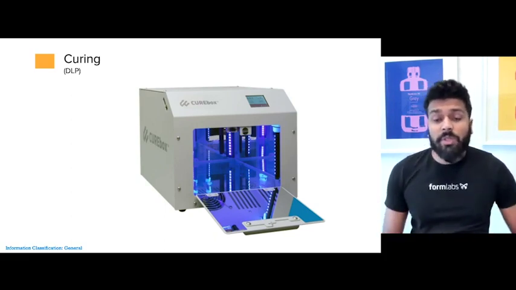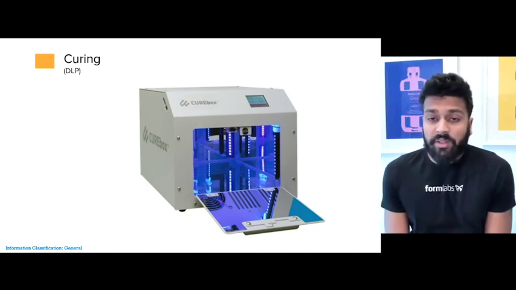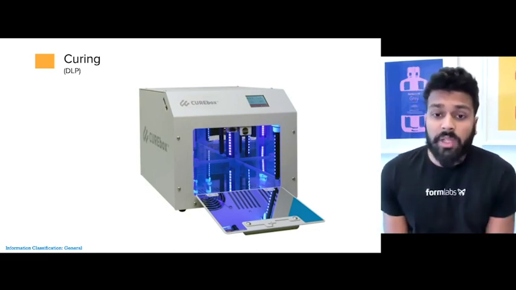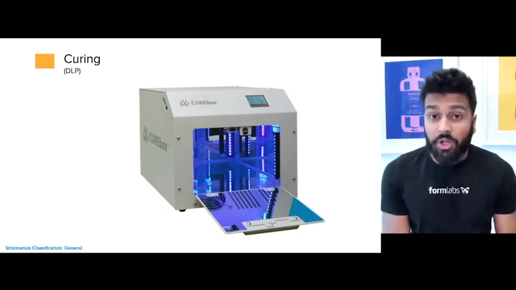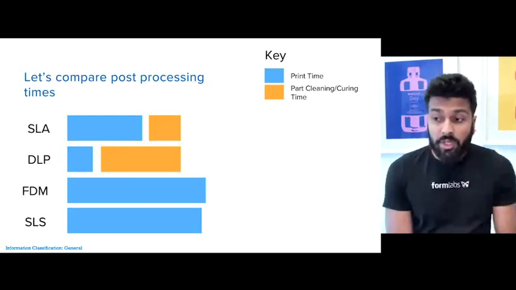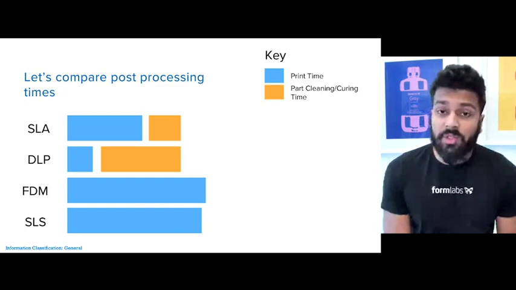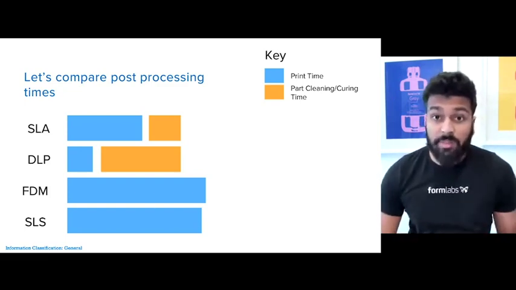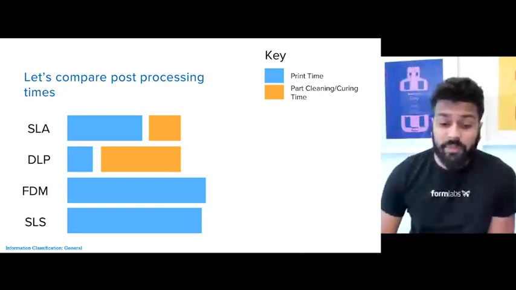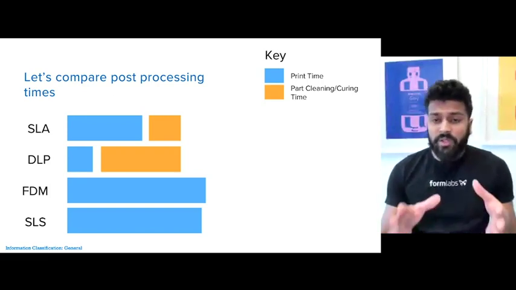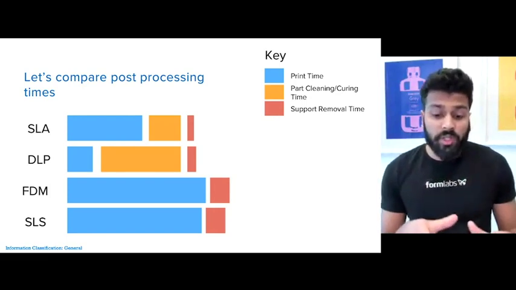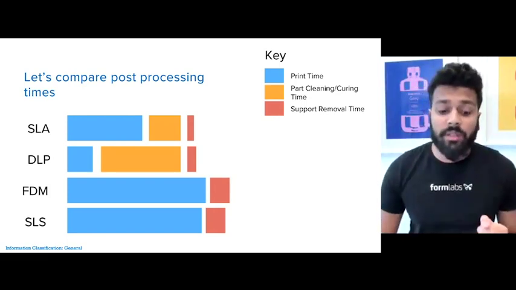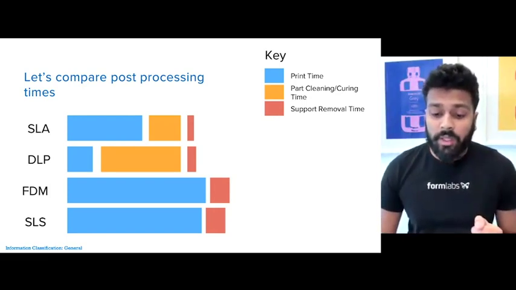Then there's curing for DLP machines. It's the same exact thing: you have to cure DLP parts too. But as I mentioned earlier, curing for a DLP machine will take a lot longer, just because of the print process mechanism for a DLP machine. So this could be up to 8, maybe even 10 hours in some cases. Hopefully you understand that first component of post-processing, which is part cleaning and curing time. That's only applicable to SLA and DLP though.